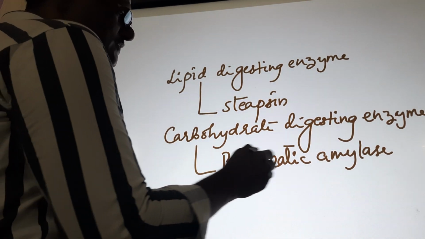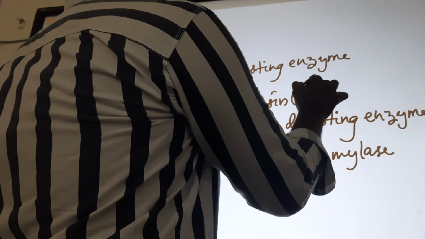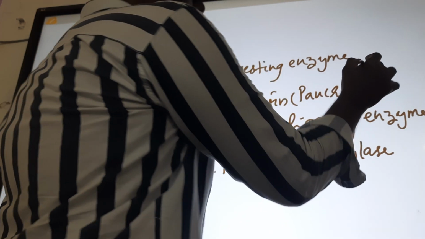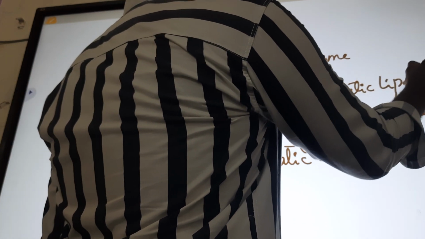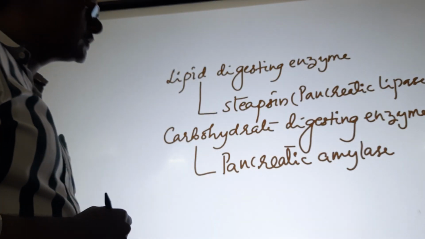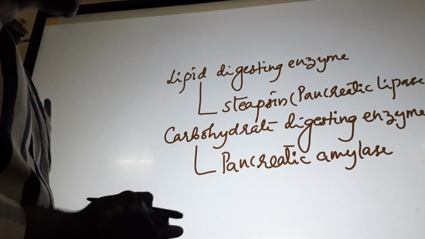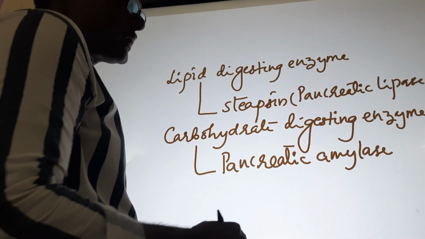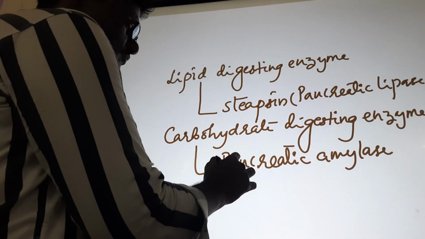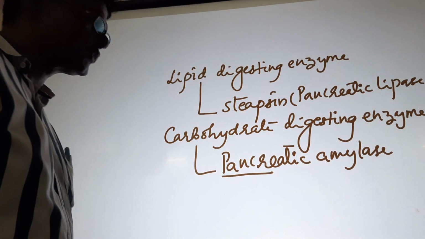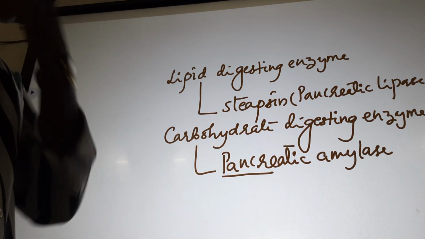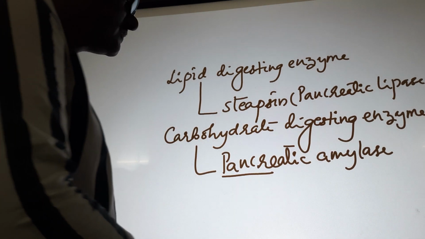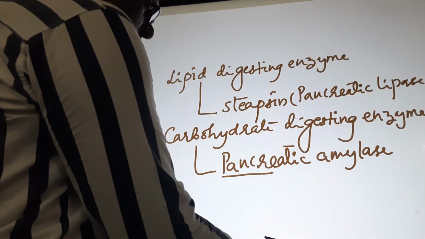Steapsin, of course, it is a pancreatic lipase. Okay, so carbohydrate digesting enzyme, pancreatic amylase. Why is the word pancreatic mentioned? Already salivary amylase, ptyalin is there, hence to differentiate or deviate from that. Here what is added? Prefix. Pancreatic amylase.